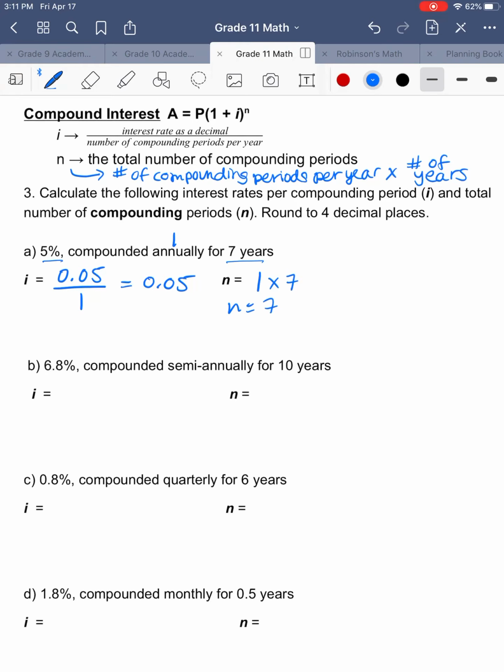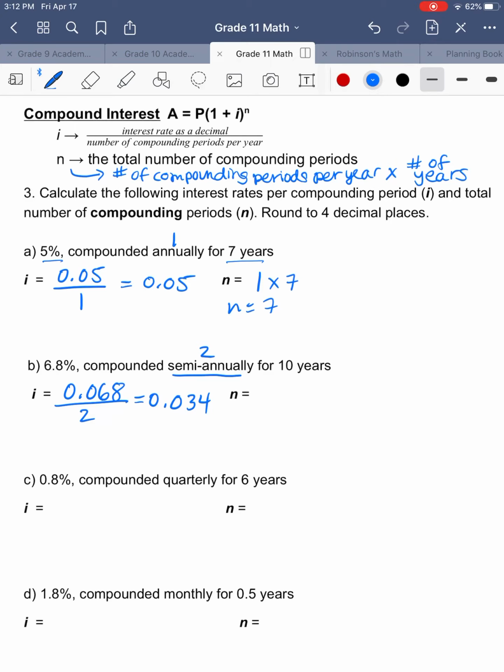So we have an interest rate of 6.8%. And so we need to divide that by 100 and turn it into a decimal. And then we need to divide this by the total number of compounding periods per year. So compounding semi-annually means 2 times per year. So we're going to divide that by 2. And that's going to give us 0.034.